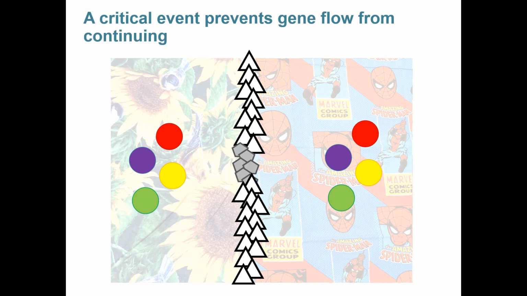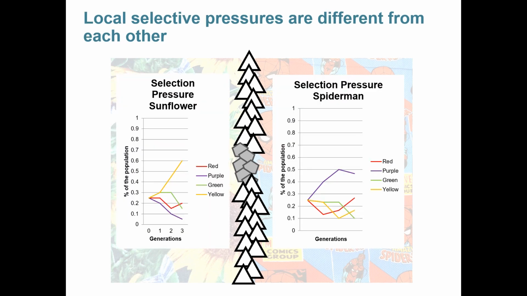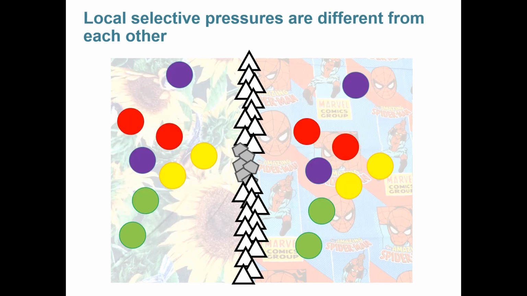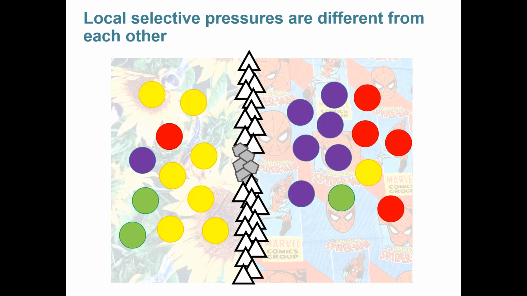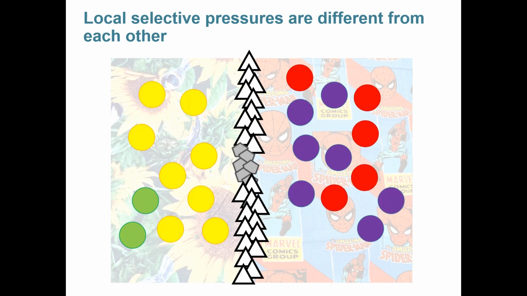While they're traveling one time, a bunch of rocks fall, separating the populations on either side of the mountain. Now there is no more gene flow that can occur between the two sides. We've already talked about how these two different environments have different selection pressures. So for example, in the sunflower environment, yellow tends to be favored, whereas in the Spider-Man environment, purple or red tend to be favored. This means that over time, the populations are going to have different selective pressures, and they're going to change. Eventually, they will no longer look like each other, even though they are only separated by this tiny mountain range. This actually happens pretty commonly.